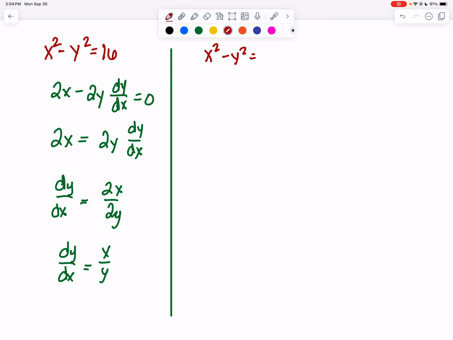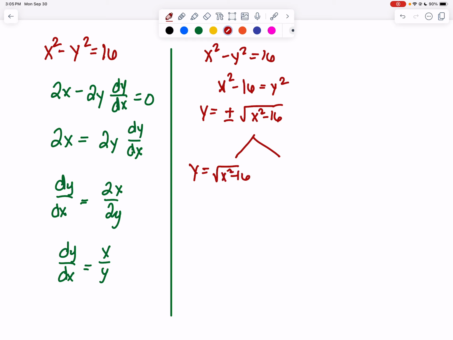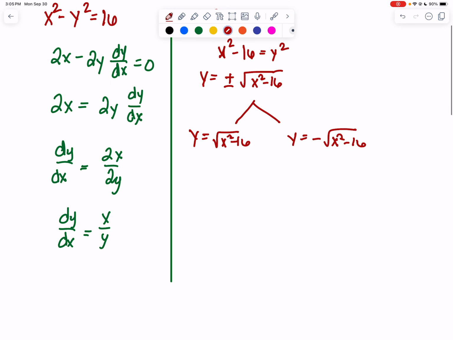So, using the long way without using implicit, I actually want this to be in terms of y. So I'm going to move the 16 and the y so that I have this, which means that y is equal to plus or minus the square root of x squared minus 16. So I'm going to have two cases. I'm going to have the positive case, and then I'm going to have the negative case whenever I'm taking the derivative. So let's say that I'm taking the derivative of the square root of x squared minus 16, and then the derivative of negative the square root of x squared minus 16. And plot twist, both of them are going to be the same.